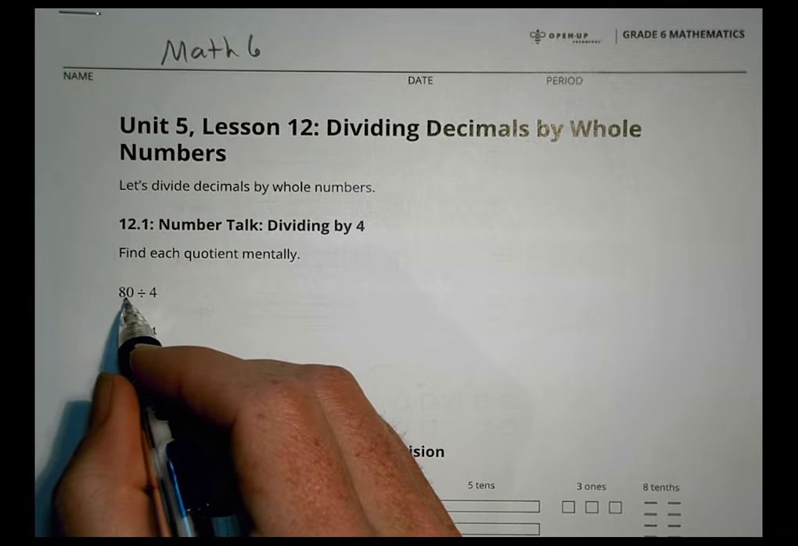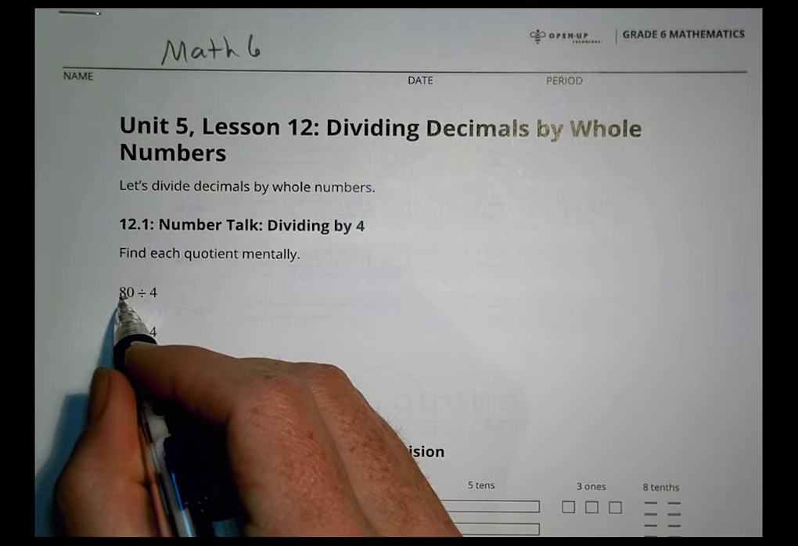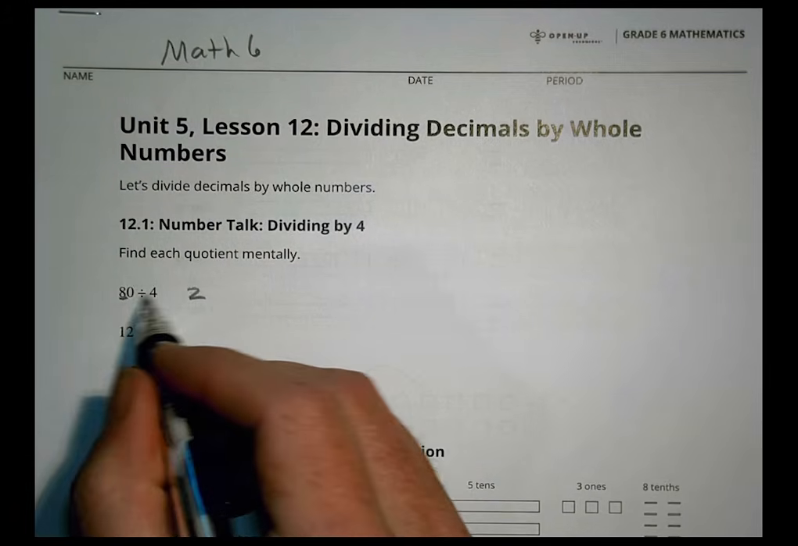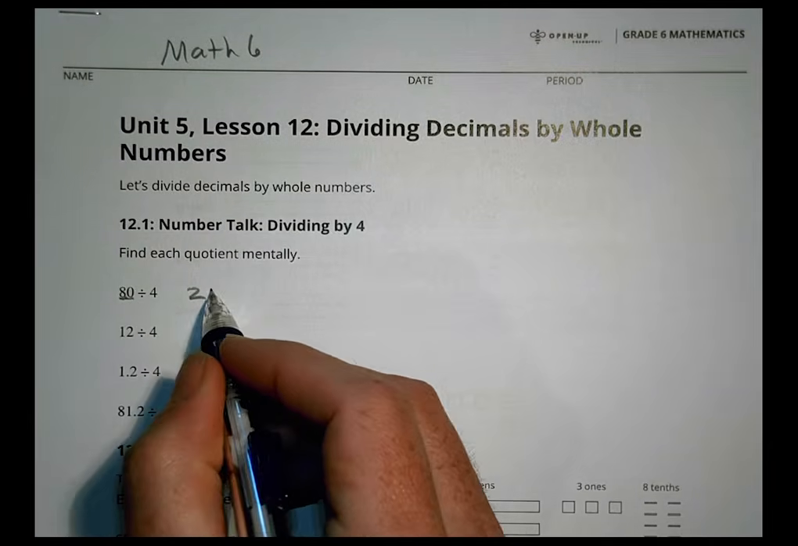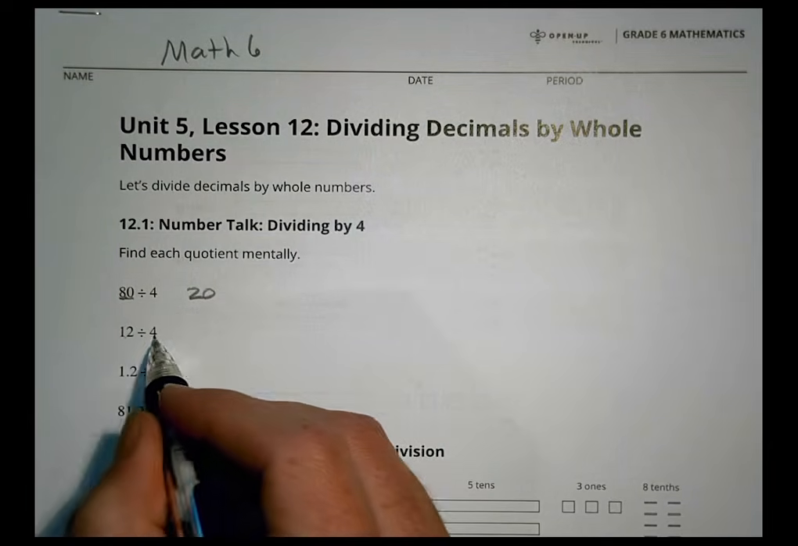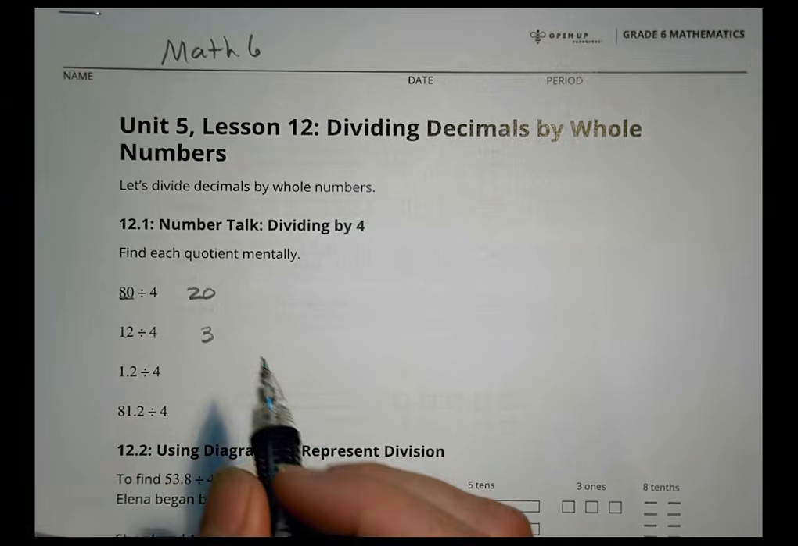So 4 goes into 80, 80 divided into 4 groups, so to speak. I know that 8 divided by 4 is 2, so I'm going to assume that 80 divided by 4 is going to be 20 there. 12 divided by 4 is 3, that's not a problem there.